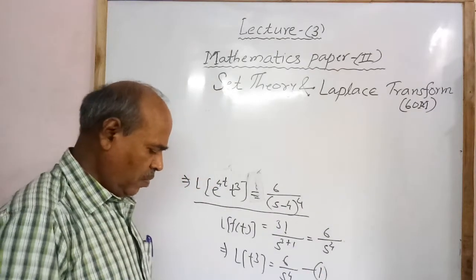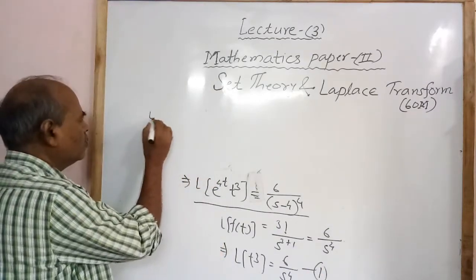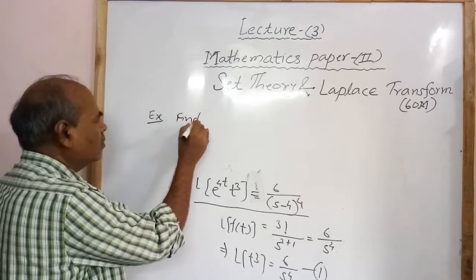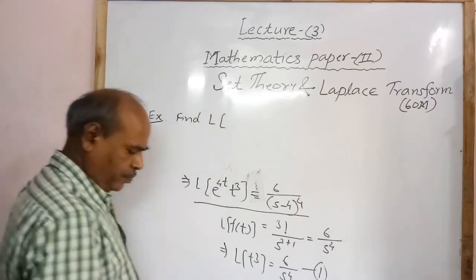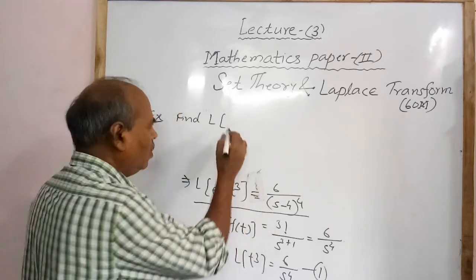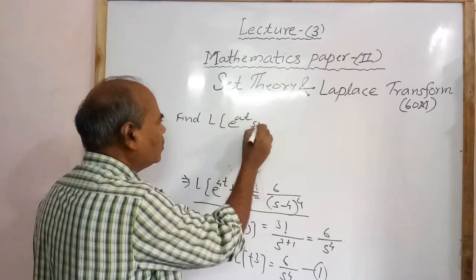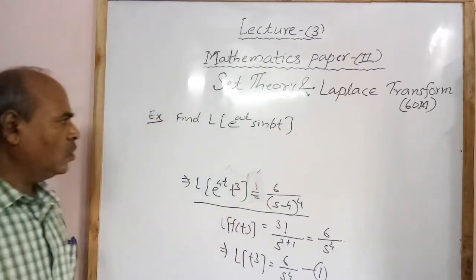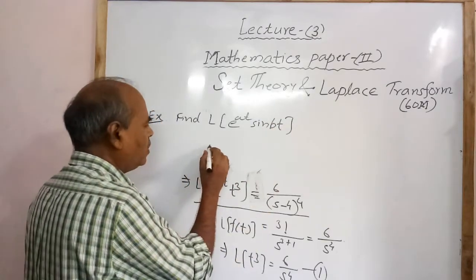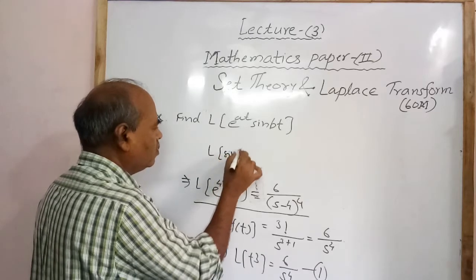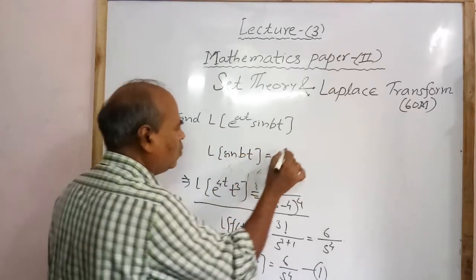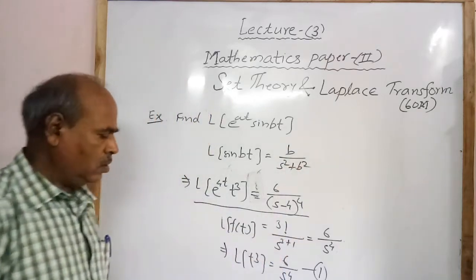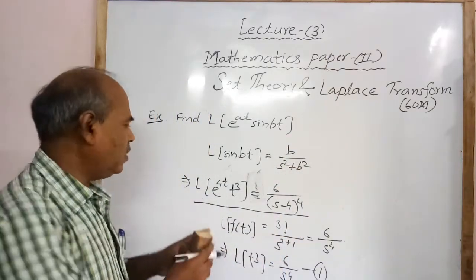And we see the second example. Find Laplace of e to the power at sin bt. We know that Laplace of sin bt equal to b divided by s square plus b square. Then we use the shifting theorem.